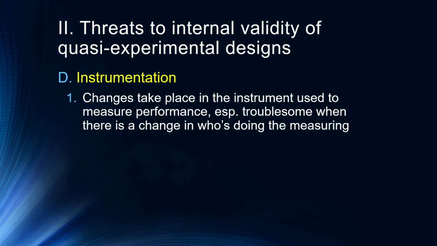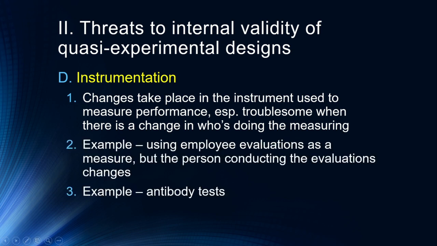Instrumentation, and this is where we're really having an issue across the country. So changes can take place in the instrument being used to measure performance or to measure anything. Usually in psychology, we're talking about performance. This is particularly troublesome when there's a change in who's doing the measuring or the type of measurement being used. So for example, we'll start with something simple, benign. If we're using employee evaluations as a measure, but the supervisor who's conducting the evaluations changes, that's a problem because obviously we have a completely different person doing the evaluations.